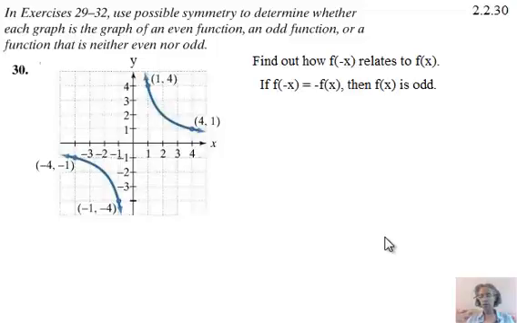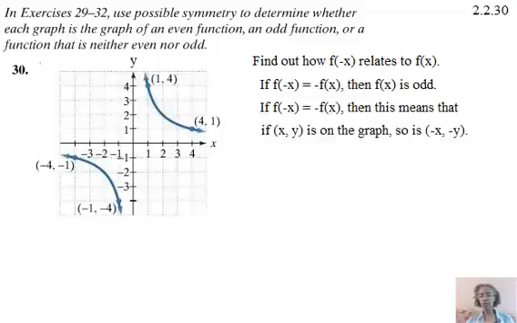So one of the things I want to do is talk about what this actually means graphically. Typically, this is the work you're going to do when the function has been given to you as an equation. But what does this mean when a function's been given to you graphically? Essentially, if f of negative x is negative f of x, then this means that if (x, y) is a point on the graph, so is (negative x, negative y).